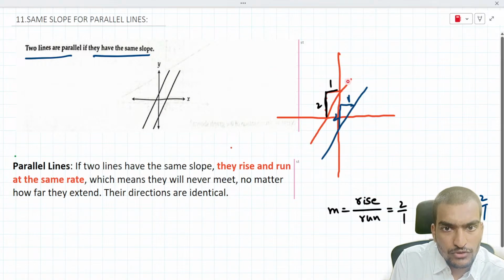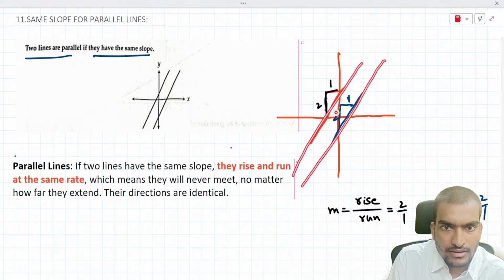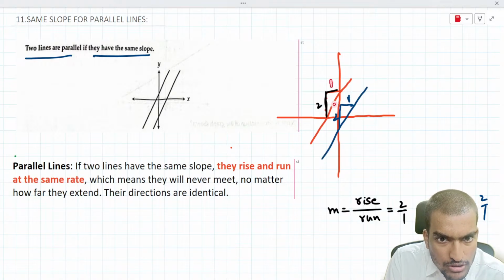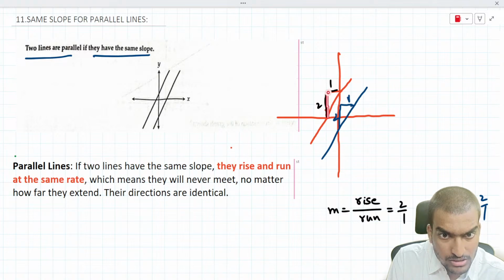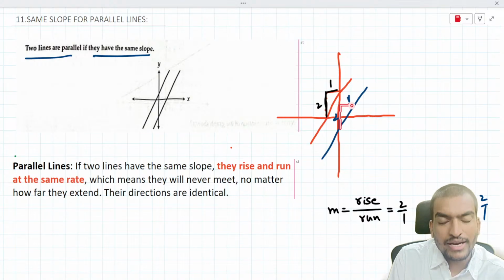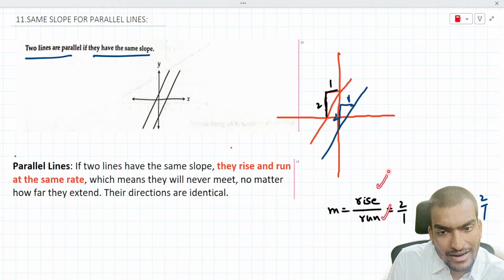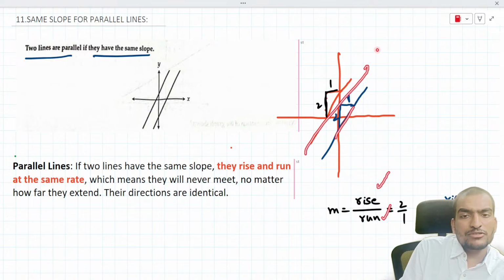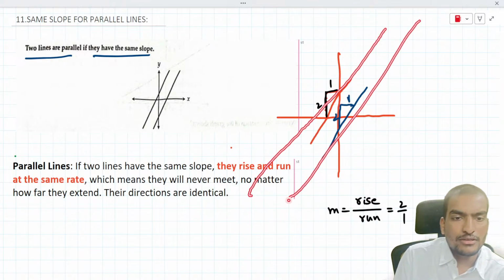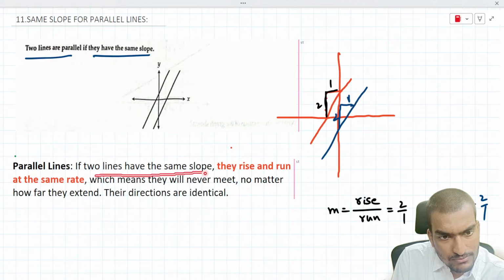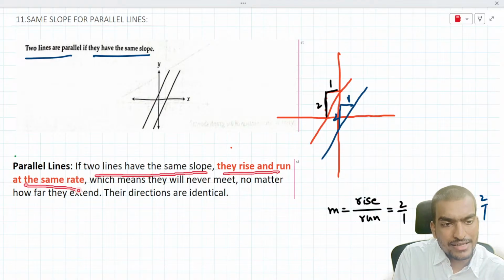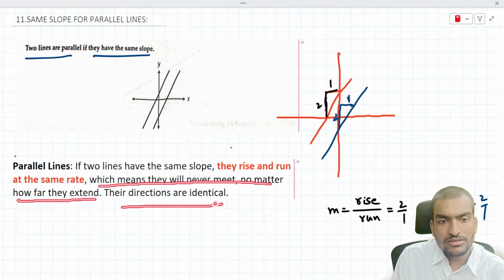Why? Because if you draw one line like this and another line like this, you find that the slope is the same, because both lines are moving for every 2 units up, 1 unit right. The rise and run are the same for parallel lines. Parallel lines mean they are exactly moving like this. If 2 lines have the same slope, they rise and run at the same rate, which means they will never meet no matter how far they extend. Their directions are identical.